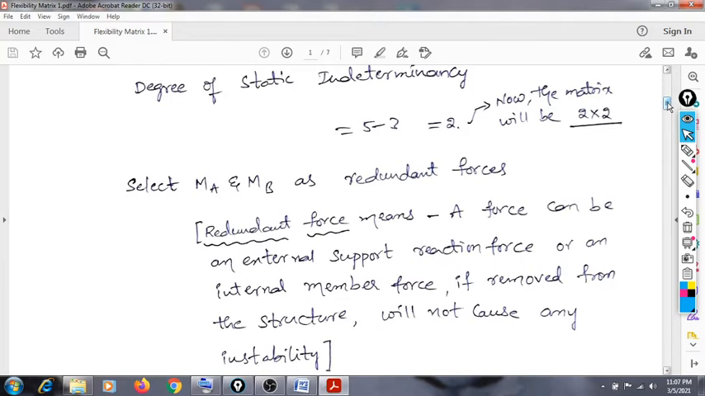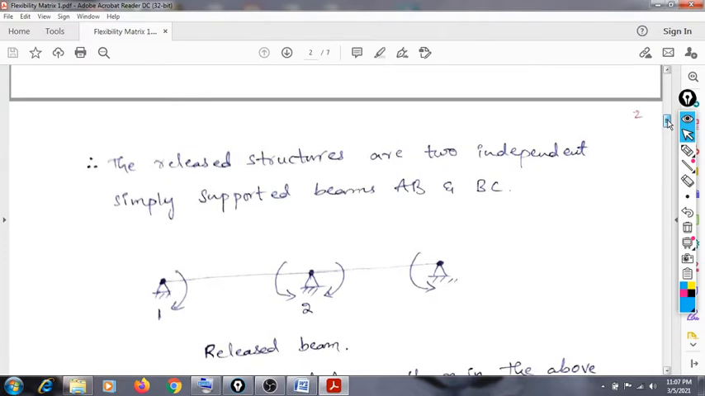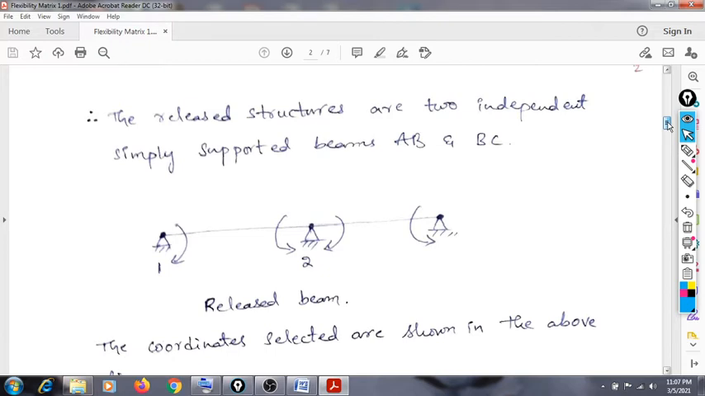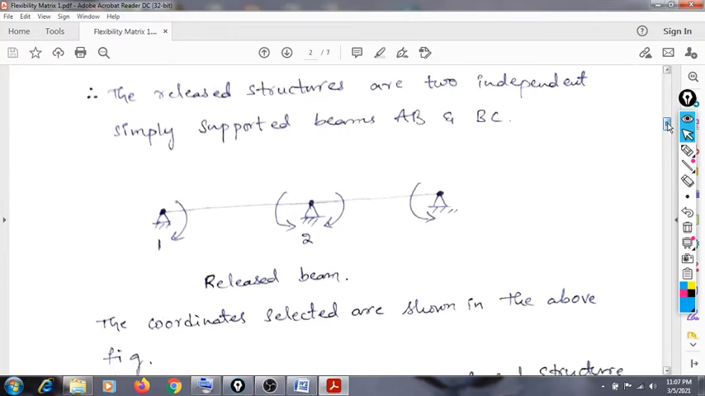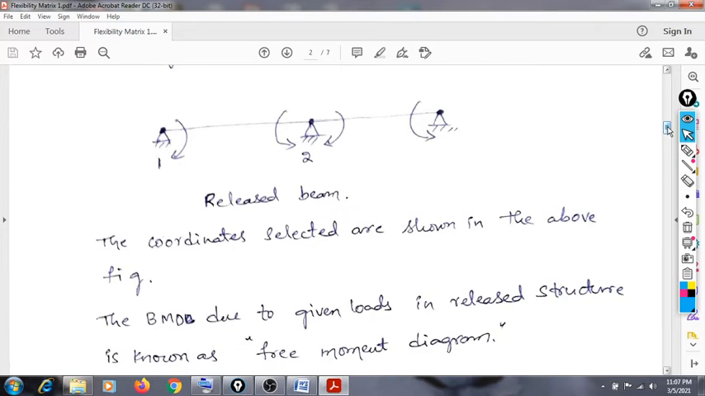So we are selecting MA and MB as redundant forces, from which we will get the matrices, and we have to draw the released structures. The released structures are the two independent simply supported beams AB and BC. If you remove one reaction at A, we get a simply supported beam like this. It is shown here. This is called the released beam. Next, the coordinates selected are shown in the above figure, that means 1 and 2, two coordinates for spans AB and BC.